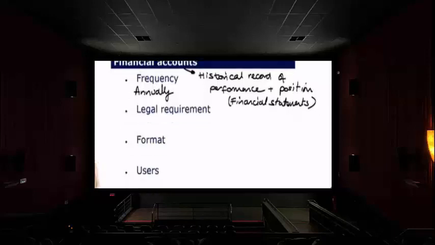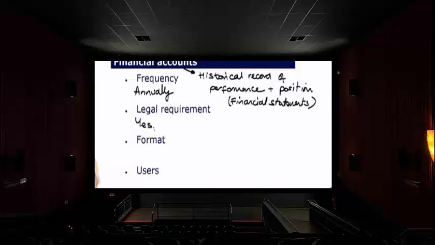We then have to ask ourselves, well, is there a legal requirement for a business to show a profit or loss in the year? Well, yes. In the UK, if you're a limited company, you have to prepare a set of financial statements as per the Companies Act. So usually, yes, there is a legal requirement to prepare your statement of comprehensive income and your statement of financial position.